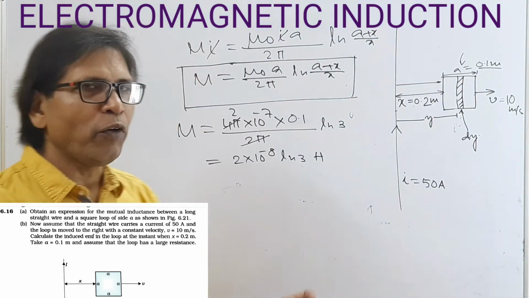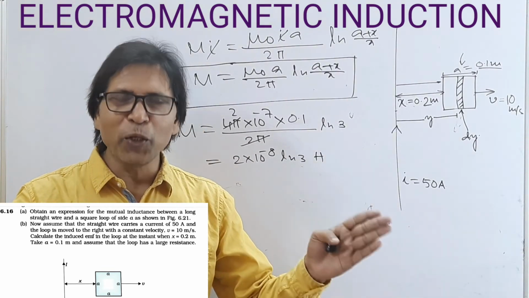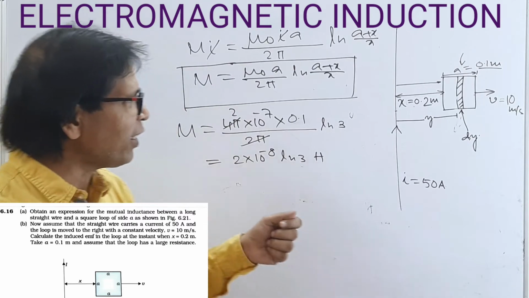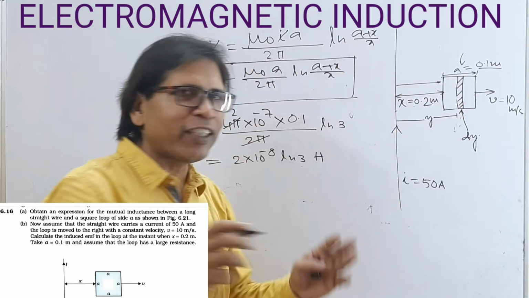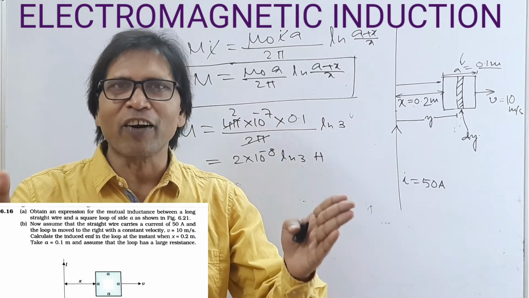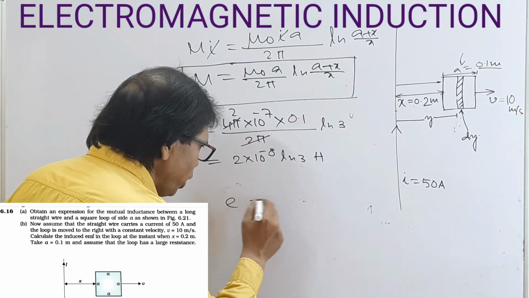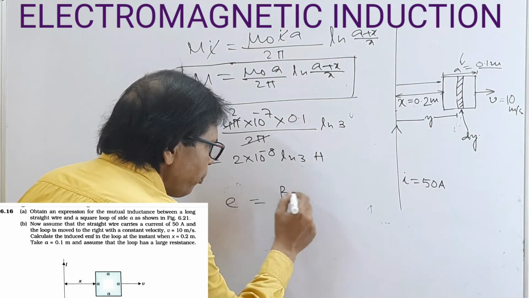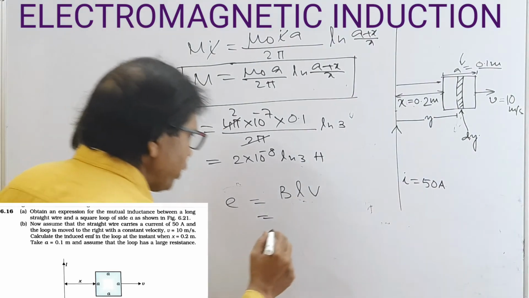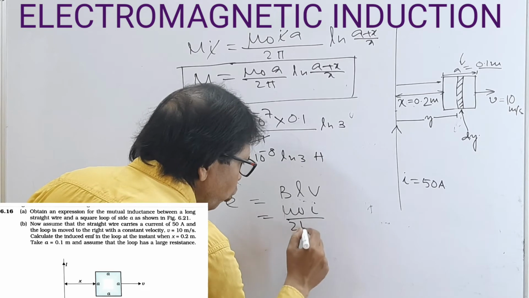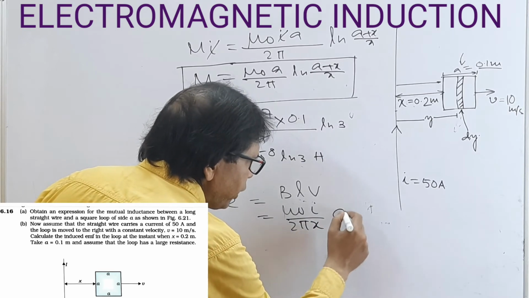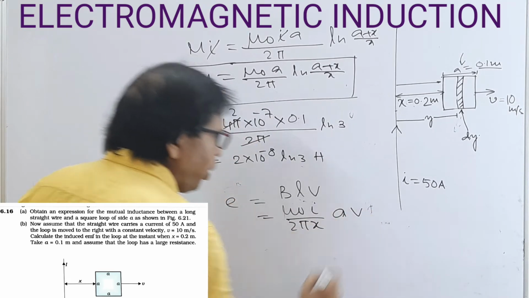Okay, now the magnitude of induced EMF. Look at this, this conductor is considered as a straight conductor. The EMF induced is equal to BLV. Now look at this, B equals mu naught I divided by 2 pi x. L is the length and V is the velocity.